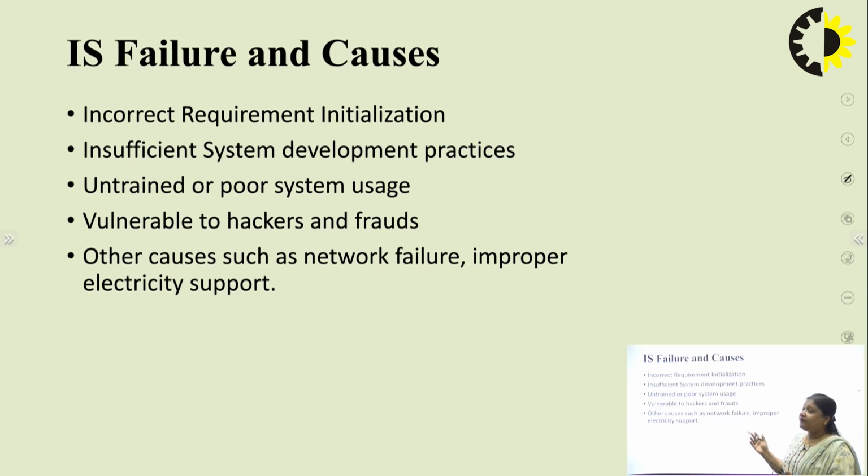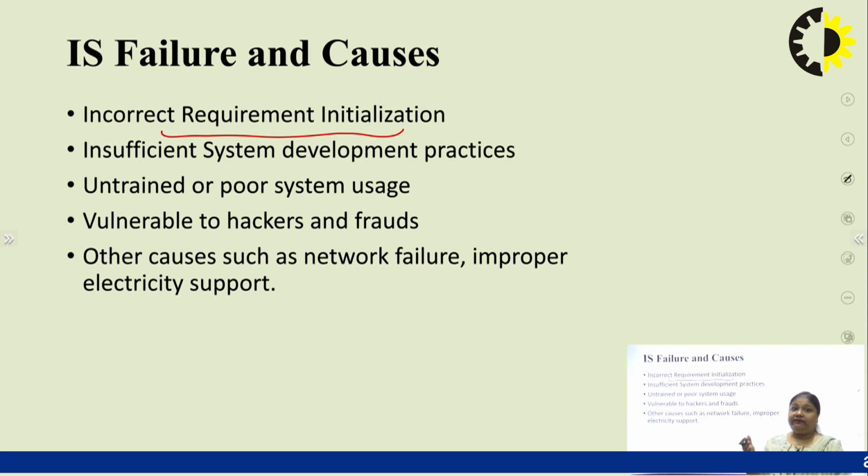Now, what are the causes of the failure of some information systems? Maybe we have an incorrect requirement initialization. So if initially the requirements gathered for an information system are not correct, then it affects the information system and it may be a cause of information system failure. Second one is insufficient system development practices. Maybe the practices followed in an organization are not sufficient.